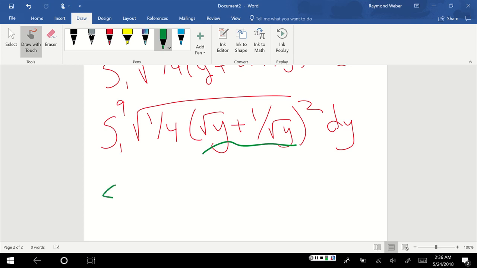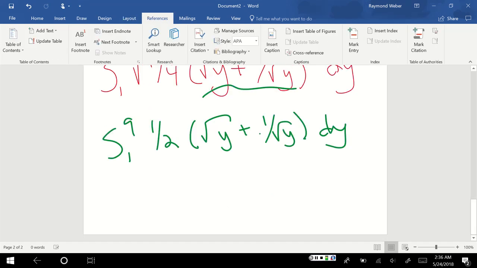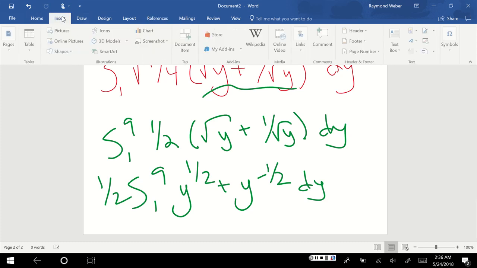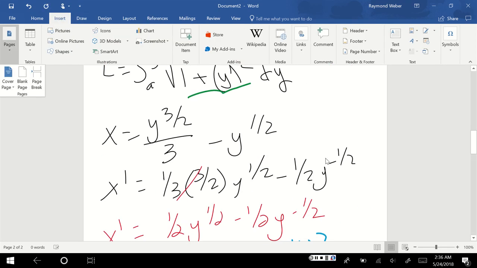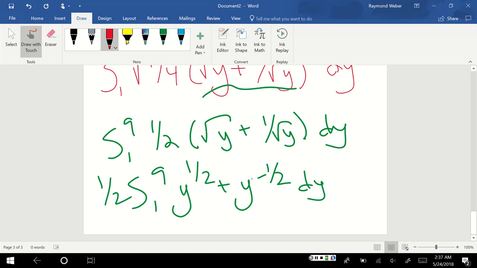You can just take the square root of all this. This is 1 to 9. That's 1/2 times the square root of y plus 1 over the square root of y, dy. And then I can even bring this 1/2 out. And this is y to the 1/2 plus y to the negative 1/2, dy. Yeah, as usual, it's going to go all kinds of crazy places. So from here, I now need to take the integral. So I'm going to be adding 1 here and 1 here.